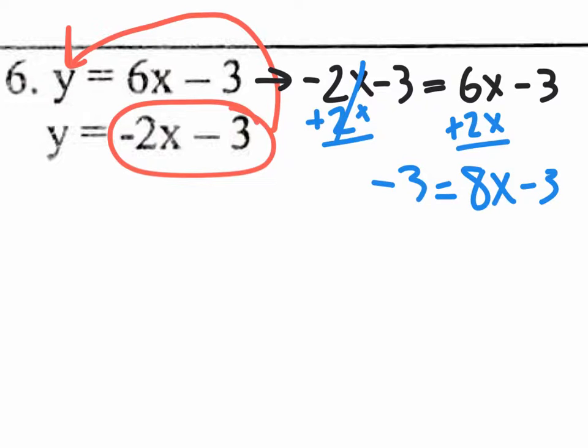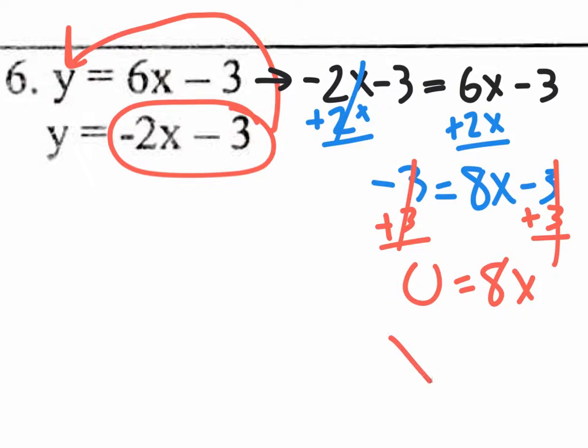And of course, you're going to get rid of that minus 3 by adding 3 and adding 3. So you're going to end up with 8x equals 0, which means that x equals 0, yeah? Because if you divide both sides by 8, you'll have 0 divided by 8, and that would be 0. Now, I have one answer. Let's plug it in to find the other answer.